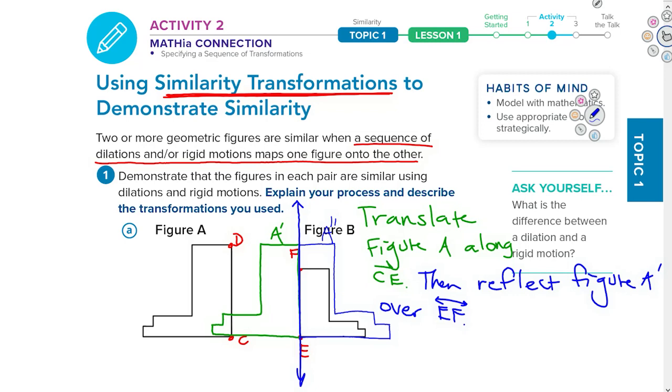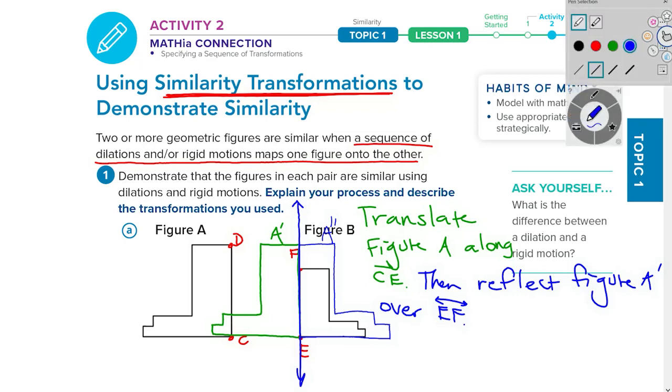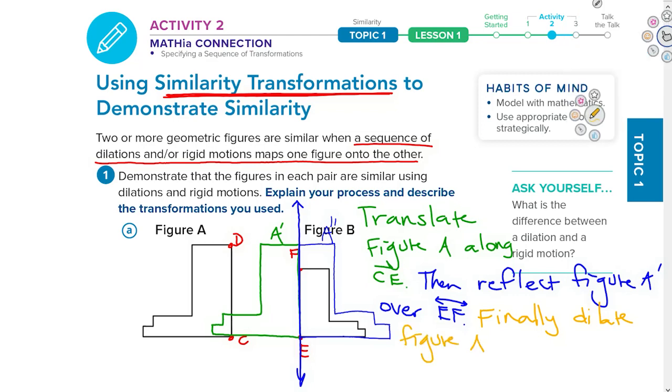I'm now going to do a reduction. And so I need a new color. I want orange. Okay. Finally, dilate figure A double prime from, I need the center and the scale factor, from point E with a scale factor.